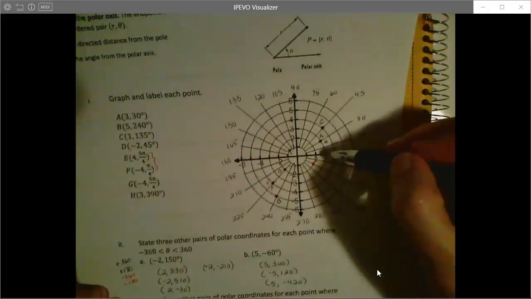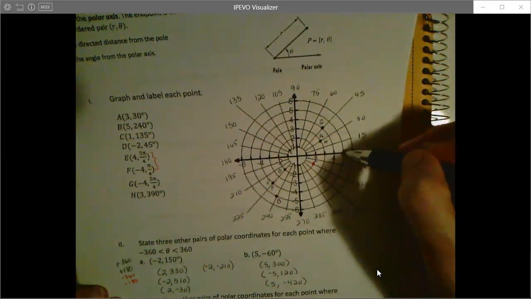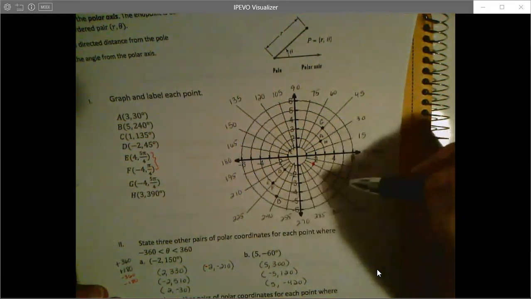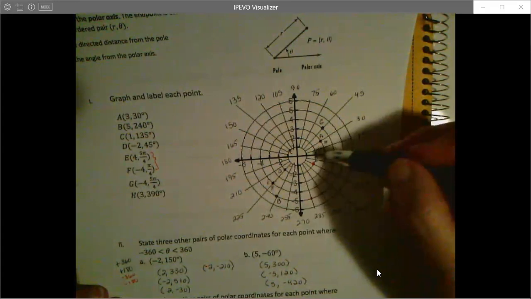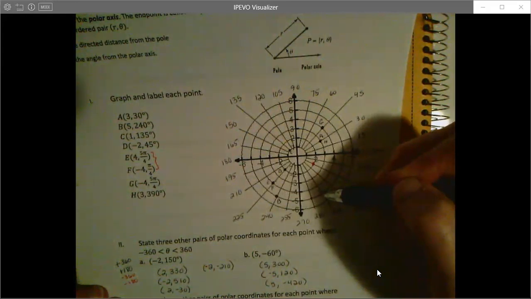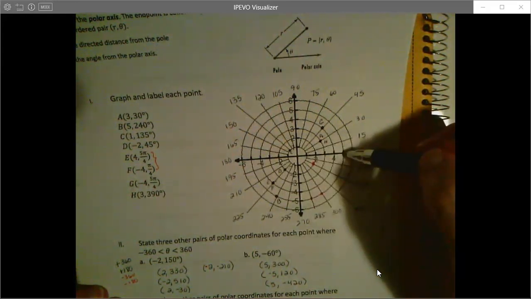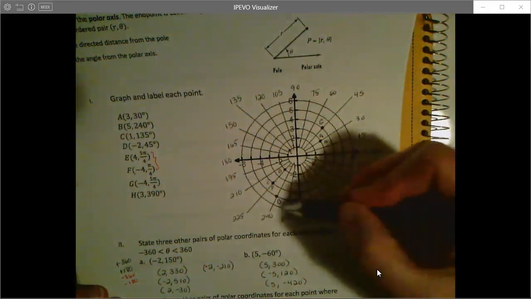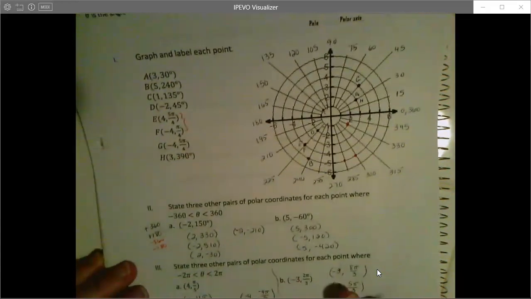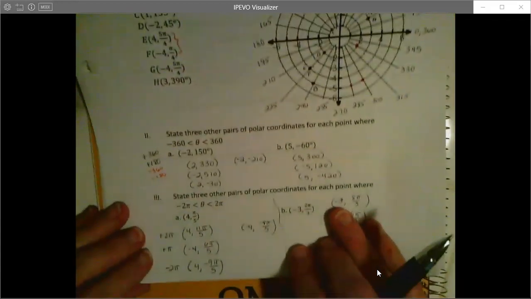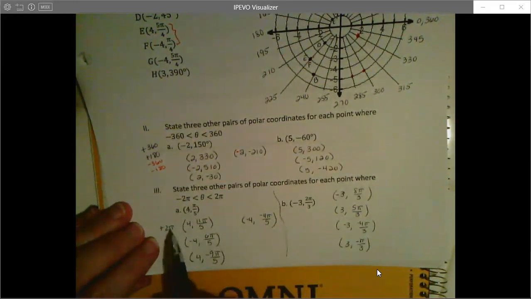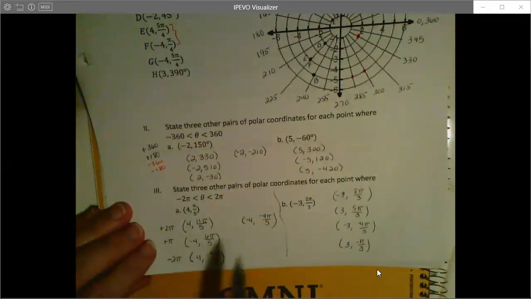So again, let's look at it again. So positive 5 and negative 60 would put me down here. And then negative 5 and 120. It's 120 rotation. And then positive 5 and negative 420. So negative 360 plus that extra. So those are just different ways to represent the same points. All right, we can also do it with radian measures. We're going to do the exact same thing. We're going to add 2 pi, add pi, subtract 2 pi, and subtract pi.